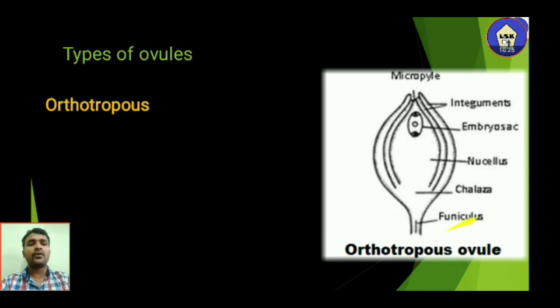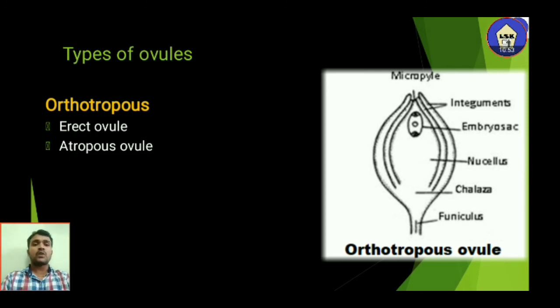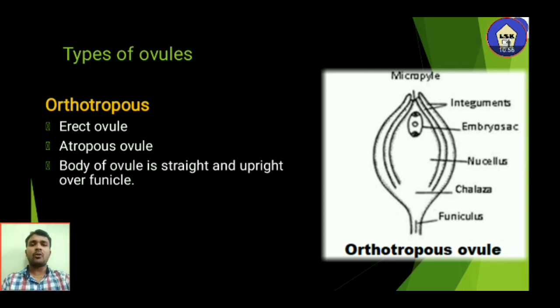You can see the funicle, chalaza, nucellus, embryo sac, integuments. Just observe the funicle, then the embryo sac and the micropyle. The funicle, embryo sac and micropyle, even the chalaza, are arranged in a straight line. So it is also called an erect ovule. Orthotropous ovule is also called an erect ovule, or an atropous ovule. This is another name, atropous ovule.